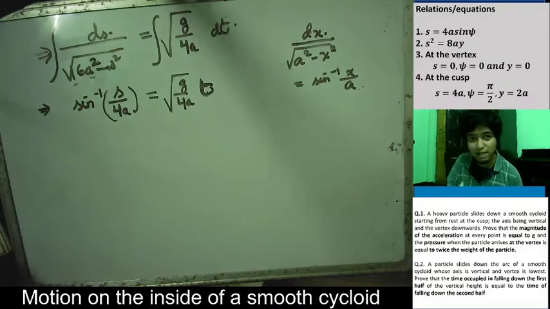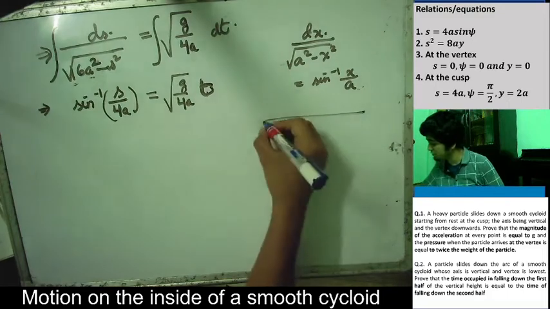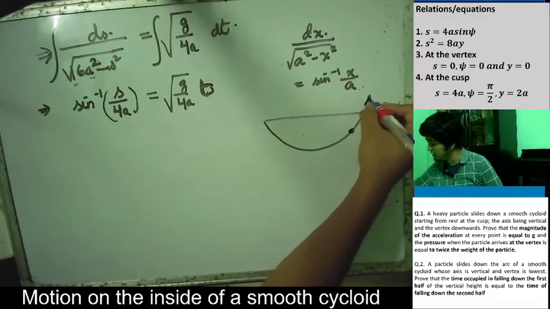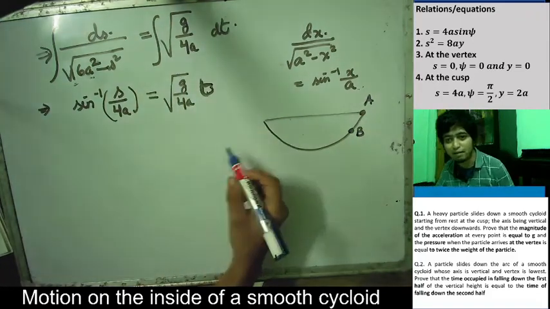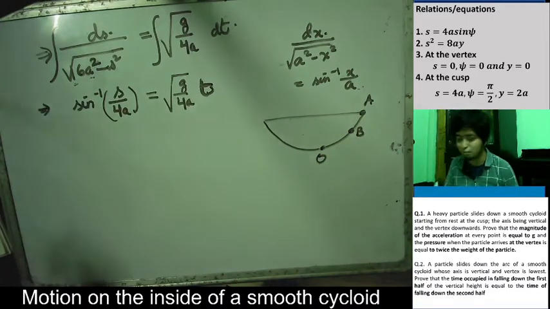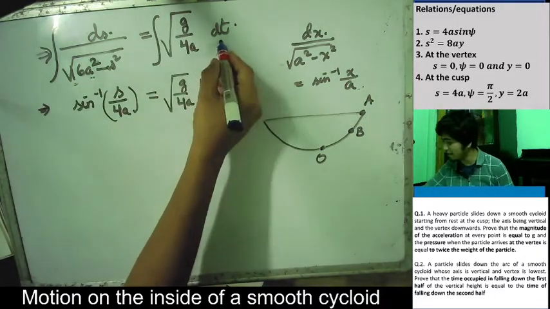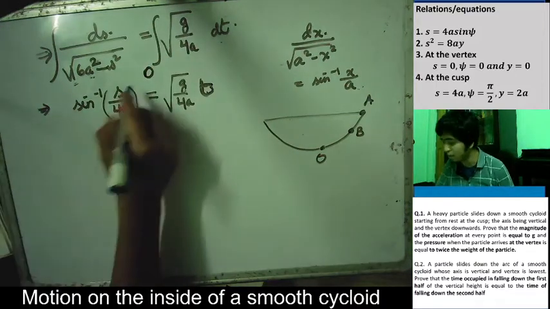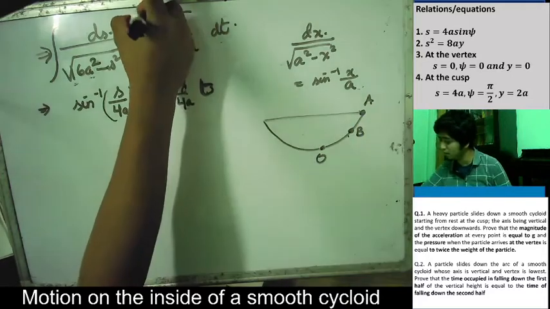But actually we can do something else here. Since we have two points, from A to B, we want to find the time: time from A to B equals time from B to O. So from A to B, what is the required time? We can actually use limits over here. The particle is starting from A, and the time you measure from 0 seconds. Then the time at B be t1.